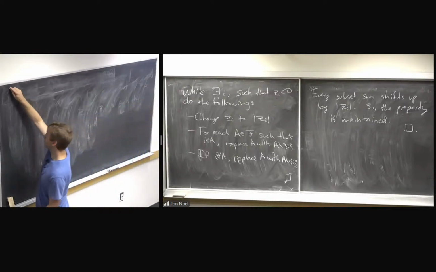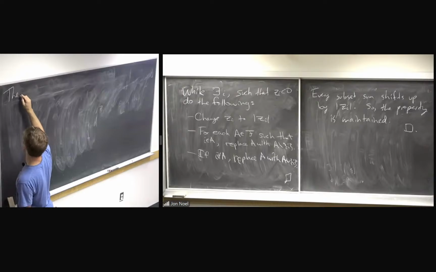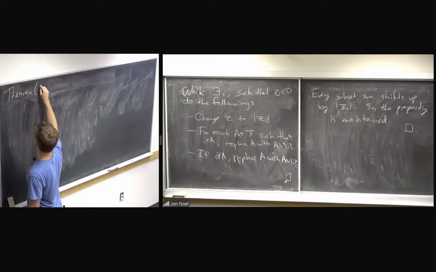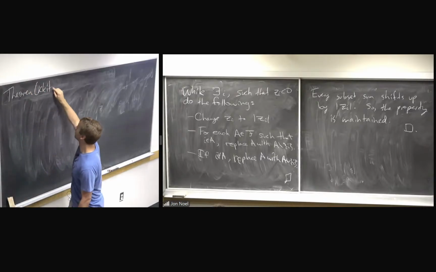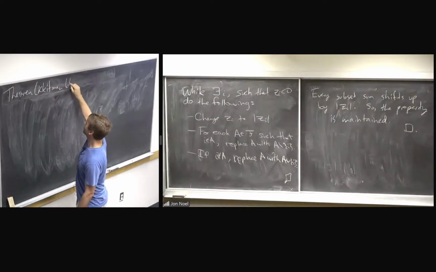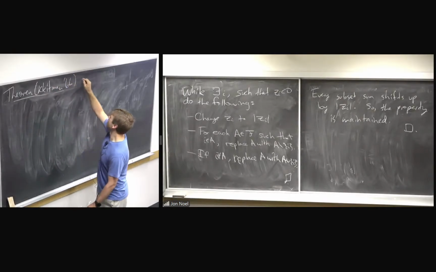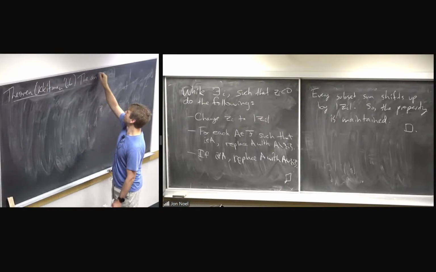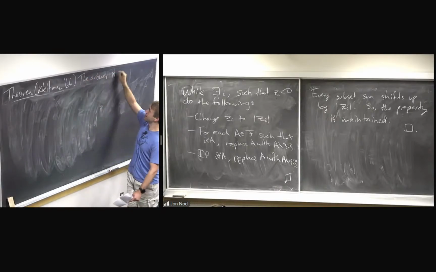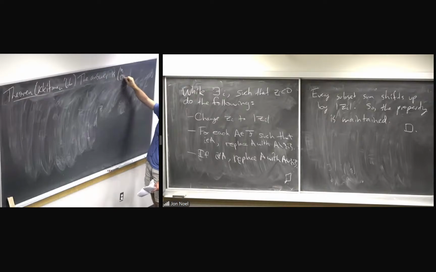So the answer is always, so this is a theorem of Kleitman, I think from '66. The answer is n choose n over 2 for any vector space V. Or I should say, any normed vector space V, with the norm, whatever.